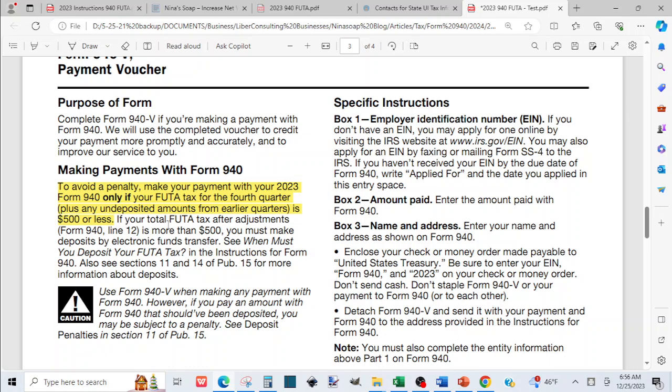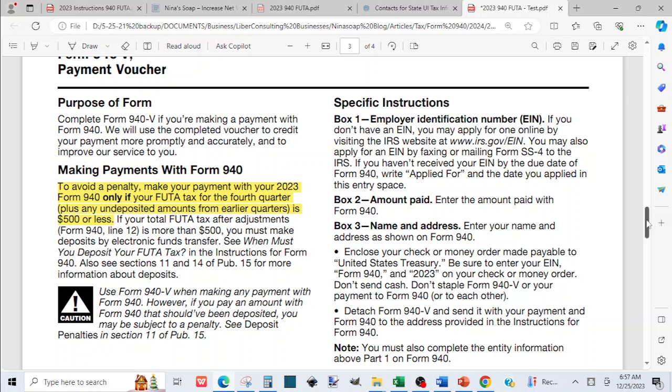So if your total FUTA tax after adjustment, line 12, is more than $500, you must make a deposit by electronic fund transfer, EFT, and they talk about it. But yeah, that's pretty much what that is.